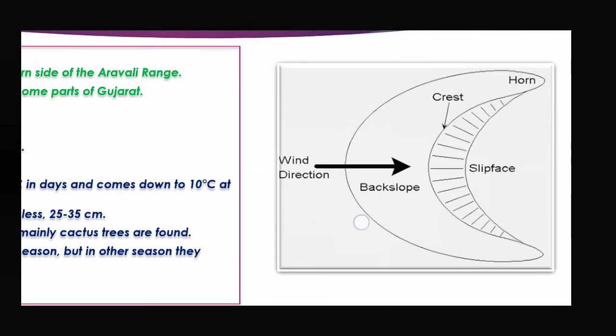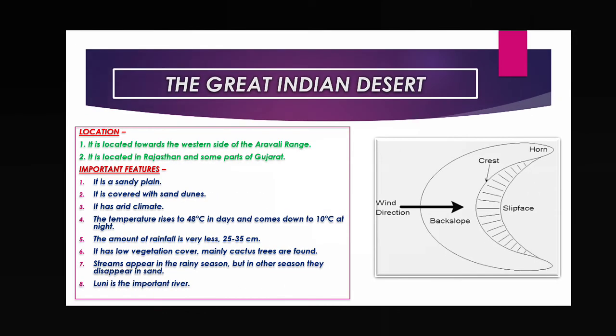Barkhan, B-A-R-K-H-A-N, or it is also called Barchans, B-A-R-C-H-A-N-S. This type of shape is called crescent, C-R-E-S-C-E-N-T. A crescent shaped sand dune is called the Barkhan or the Barchan. It has an arid climate. So the next important feature: what does arid climate mean?